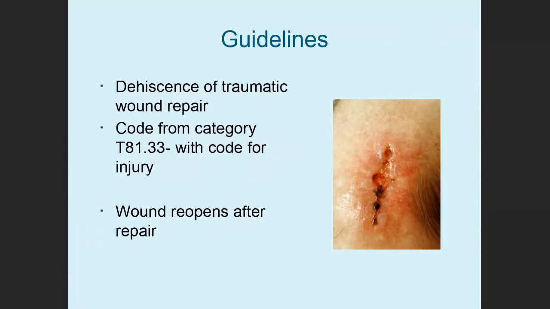Another possible complication is dehiscence of a traumatic wound repair. Use a code from T81.33 for the dehiscence and a code for the injury. So to see, this is when a wound reopens after it's been repaired. So you're going to code for both.